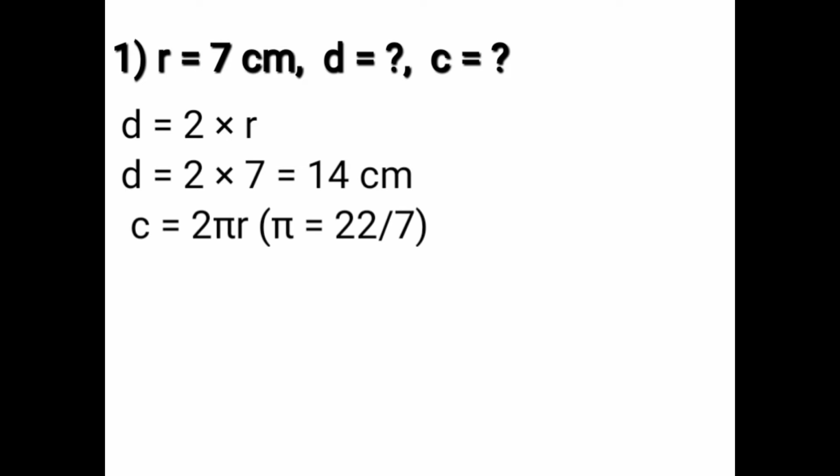Value of pi will be taken as 22 upon 7. This 2 pi r you have to write in multiplication form when you are finding the circumference, because in this 2 pi r you don't have any sign. So write it in multiplication form. Circumference is equal to 2 into 22 upon 7 into 7.